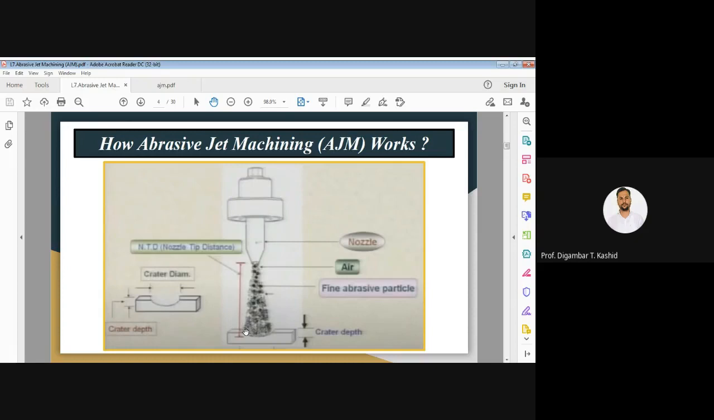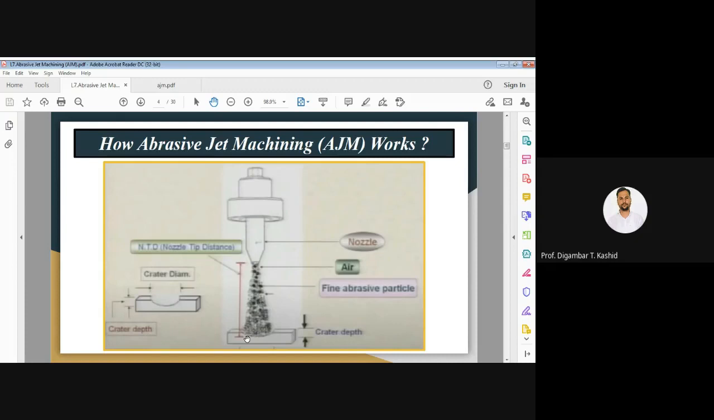But in this particular case, you can see the abrasive particles have penetrated to a certain depth. So the nozzle tip distance is measured from that depth up to the bottom face of your nozzle. You can see this red mark. That is known as nozzle tip distance, or it is also called stand off distance.